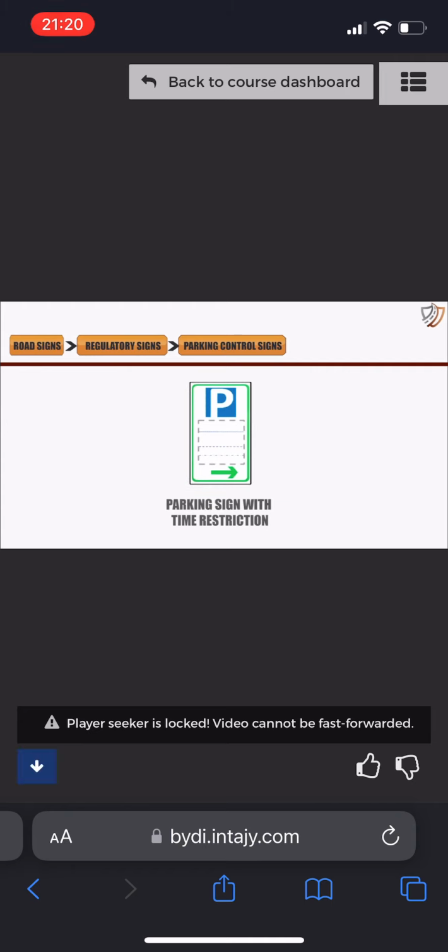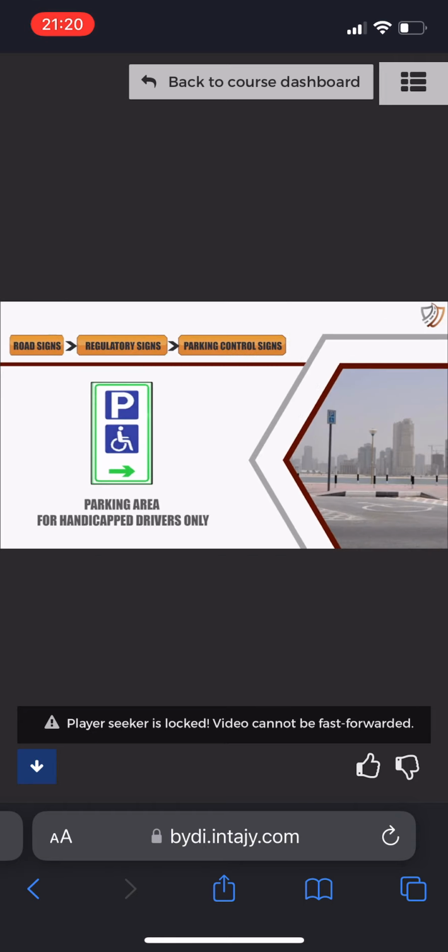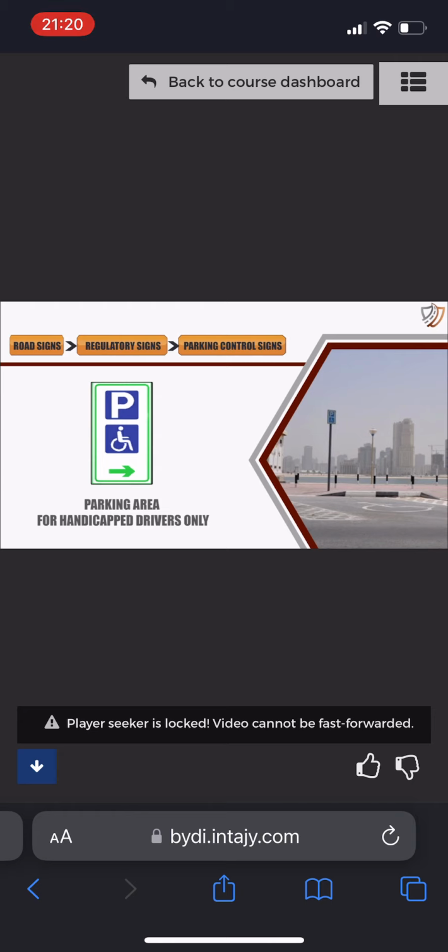Parking sign with time restriction. This sign indicates that the parking area has time restrictions. It displays further information about timing and the direction of parking. Handicapped parking. This sign shows that this particular parking is reserved for handicapped drivers or their vehicles only. It is commonly found near the mall, areas of worship, parks and government buildings or other civil services. Motorists should not park, stop or wait in this parking. Violation can attract a fine.